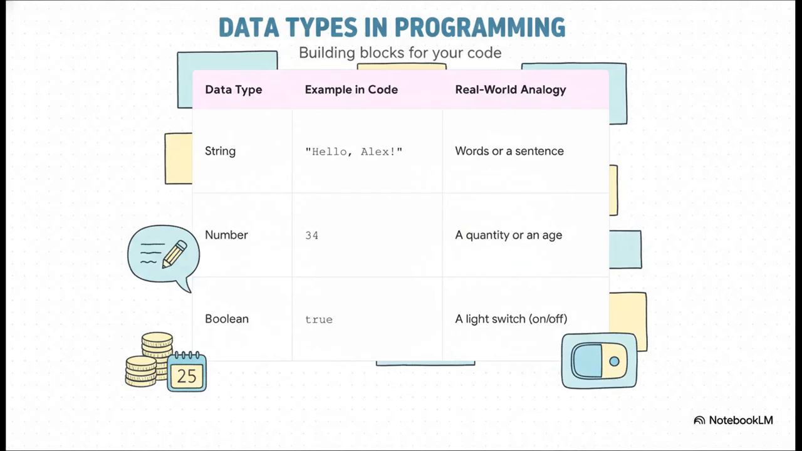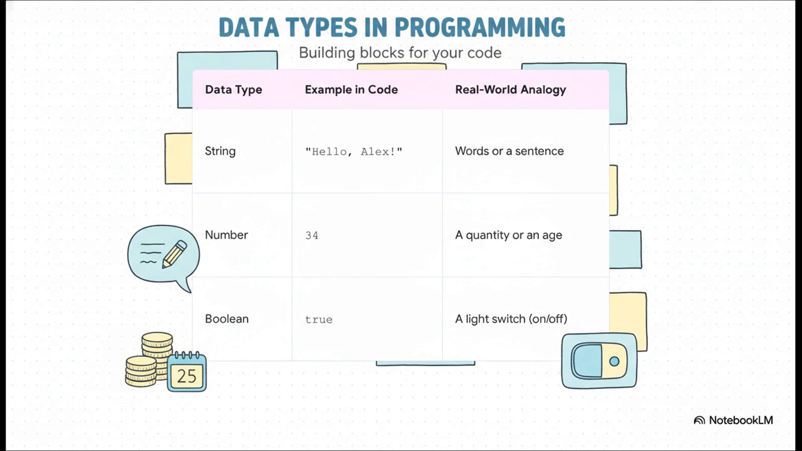So, in the world of code, these different kinds of stuff are called data types, and using the right one is super important. Let's look at a few of the most common ones. First up, we've got strings. That's just a fancy word for any kind of text, words, sentences, a user's name, anything like that. Then you've got numbers, which is, well, exactly what it sounds like: an age, a price, a score in a game. And finally, we have something called a Boolean.